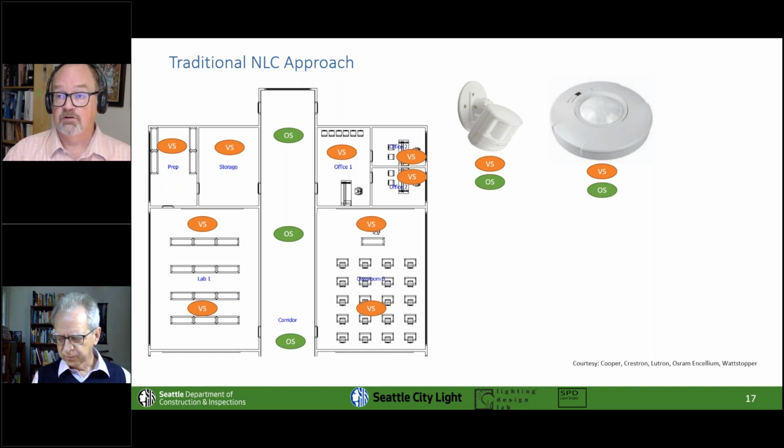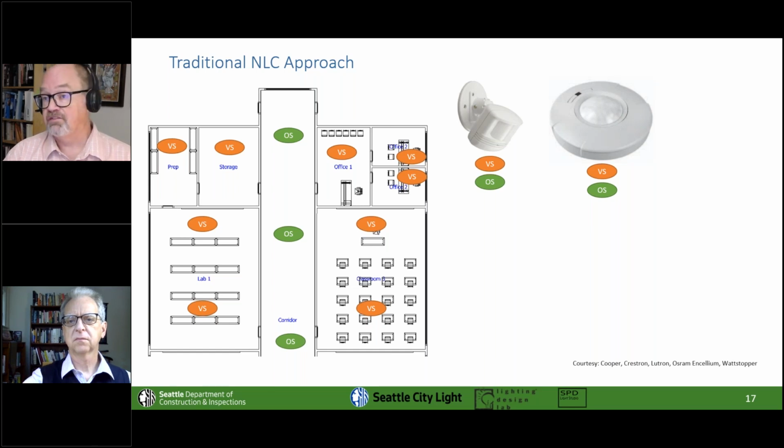So when I'm thinking about controls, I typically first think about turning the lights on and off, or depending on the space, turning the lights on when I press a button, or having them turn down to a specific level, depending on how the particular space is configured. So how do I do that? Well, I do that with an occupancy or vacancy sensor.